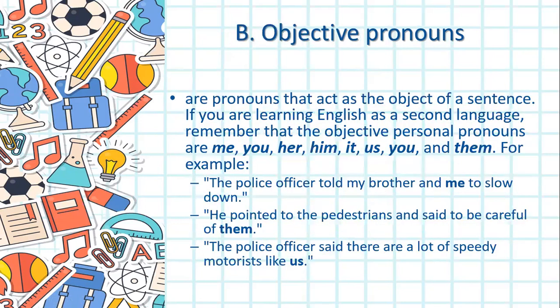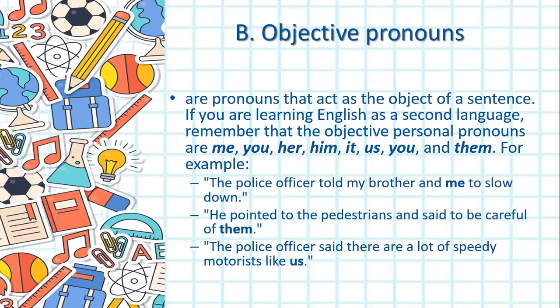So it's time for objective pronouns. They act as an object, not the subject. If you are learning English as a second language, remember that objective pronouns are me, you, her, him, it, us, you, and them. The police officer told my brother and me to slow down. So here the police officer is the subject and me is the object. That's why I cannot be used here. So me is the object. That's why me is used.